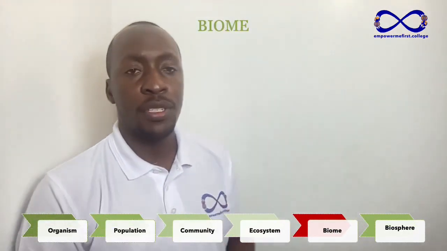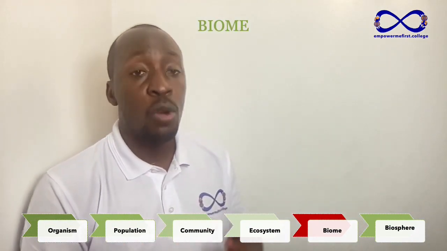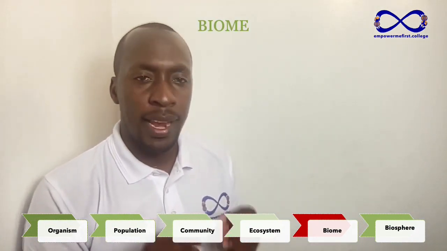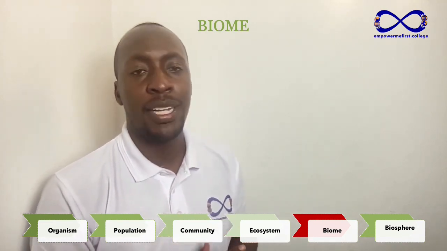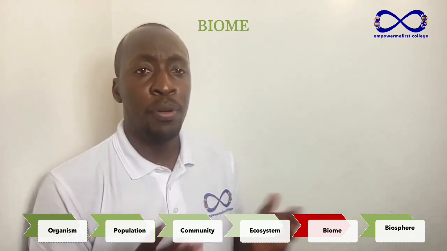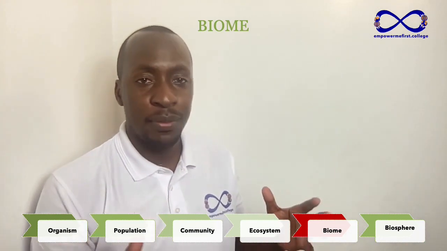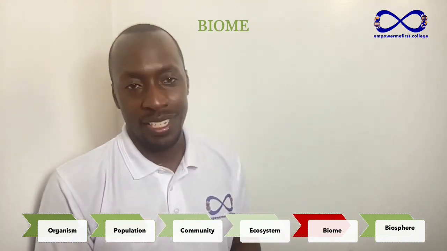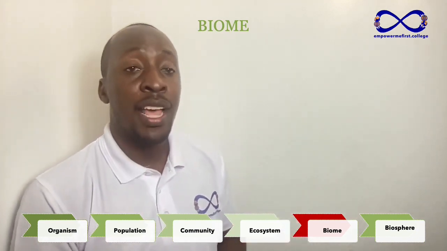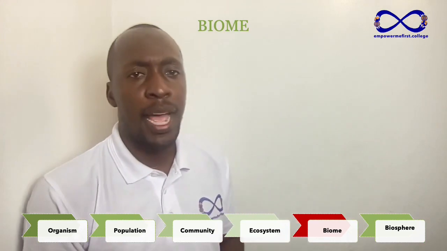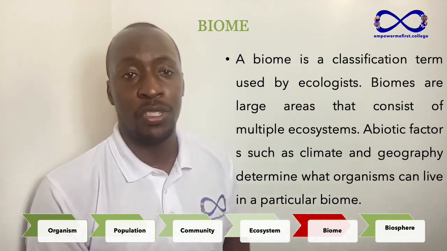So we have ecosystems that can also give rise to what we call biomes. So what is a biome? A biome is a large ecological area with the same or similar climatic conditions. So in brief, we can say a biome is a collection of ecosystems with similar conditions. Abiotic and other geographical factors can influence the types of organisms that can be found in a biome or in an ecosystem.